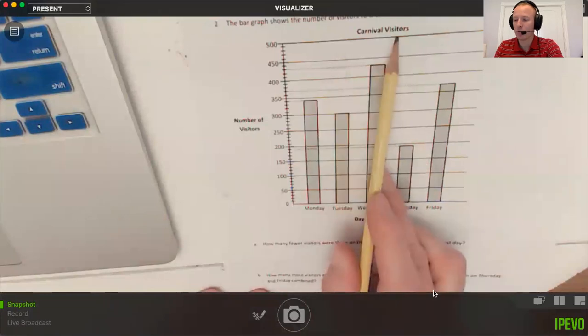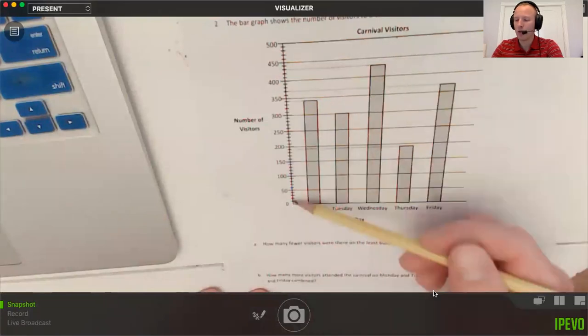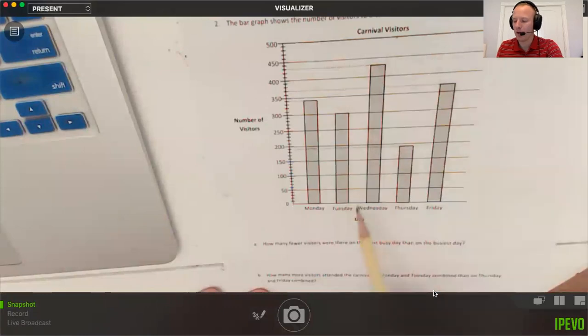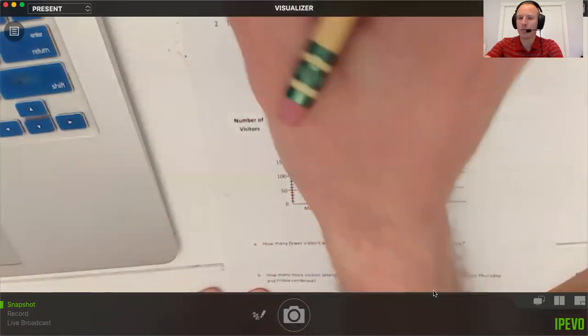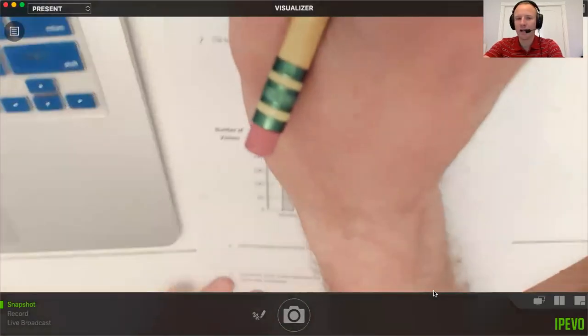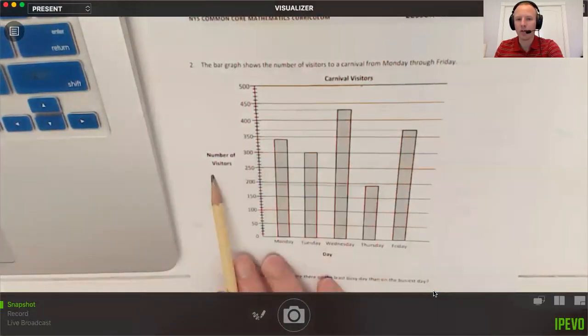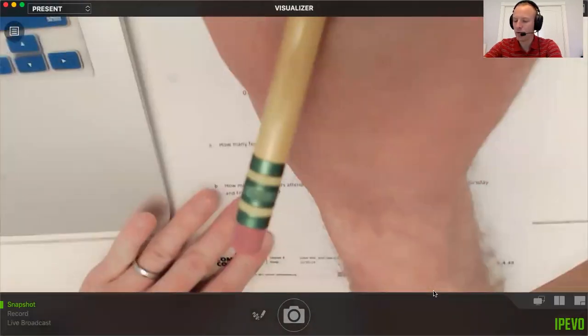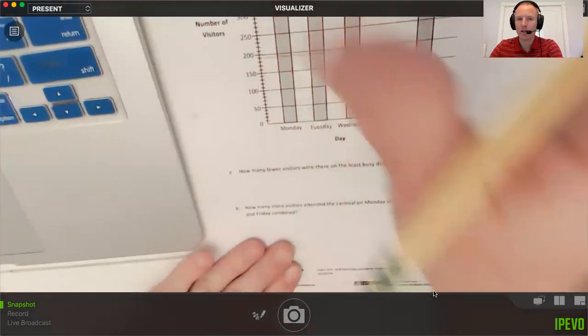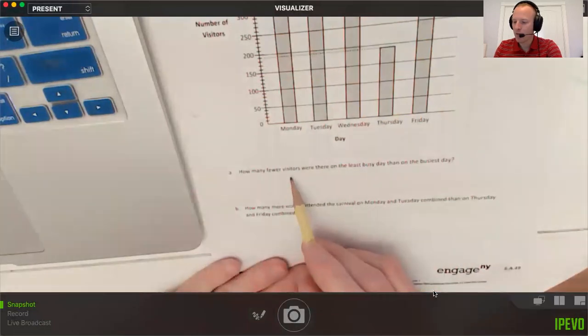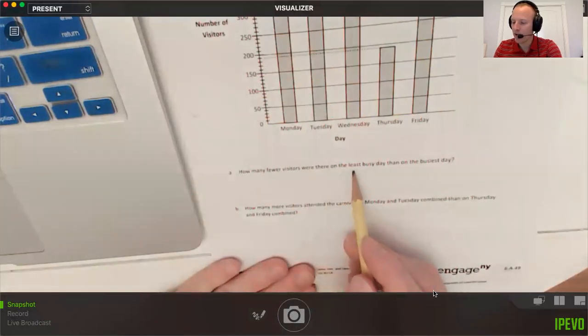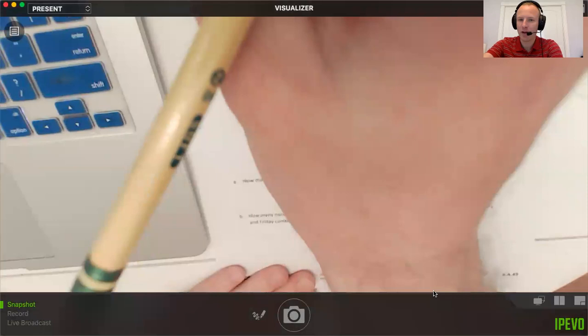Okay, how many people come to the Carnival? It's measured here on the left side, and the days of the week are at the bottom. That's a good example when you're creating your own bar graphs to have a title and labels on both of the axes or both sides. So now it's going to ask us, how many fewer visitors were there on the least busy day than on the busiest day? So we have to identify those days first.